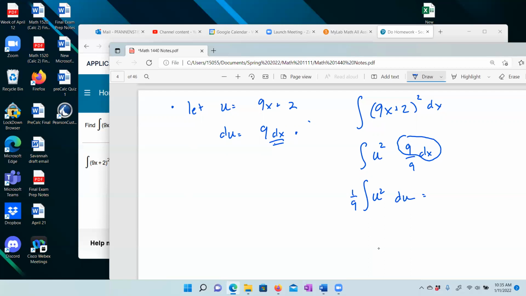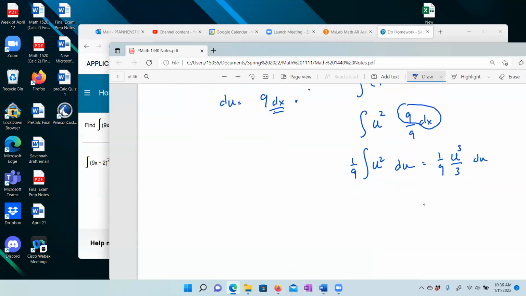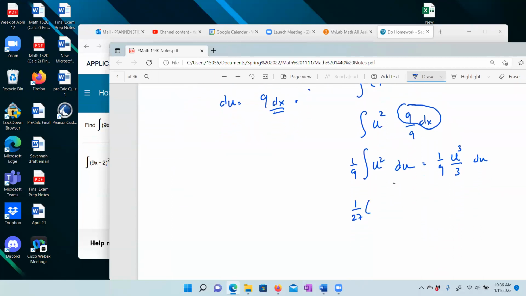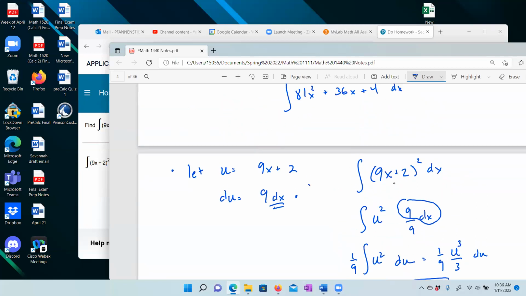So that's nice. It's 1/9 out in front, and we have u cubed over 3 du. So this is going to be 9 times 3, that's 1 over 27. And then what was u? u was 9x plus 2, cubed, plus c.